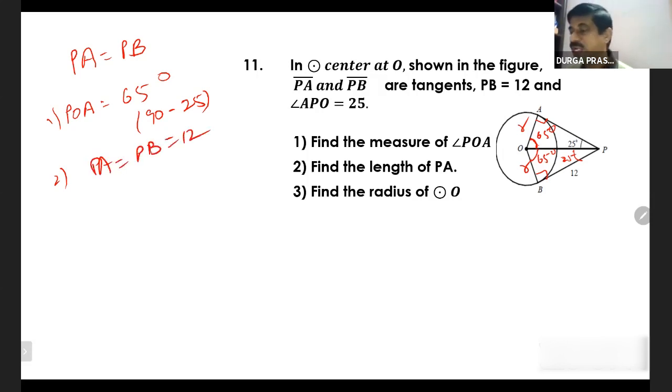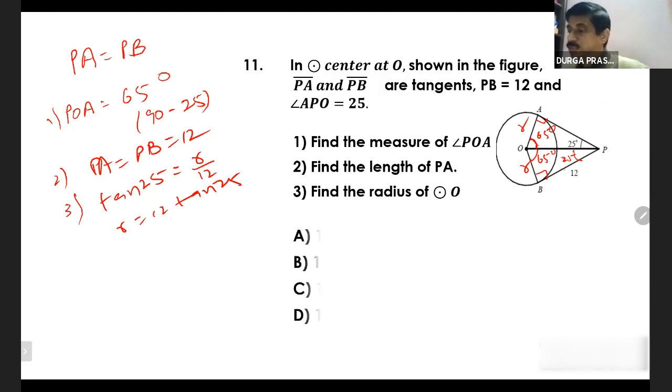We don't need to find anything. 3. Find the radius. Here we should find it. Radius is R, so I can take, if this is 65 degrees, this is 90 degrees. If I take this and this side, these two sides, I can take tan 25 equal to R by 12. So R equals 12 into tan 25.